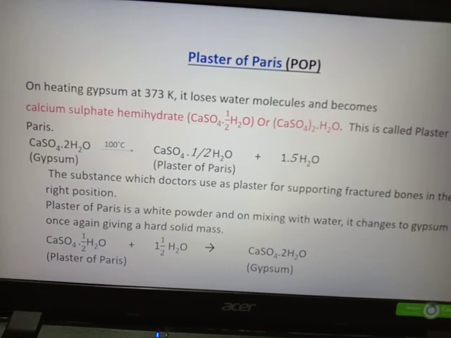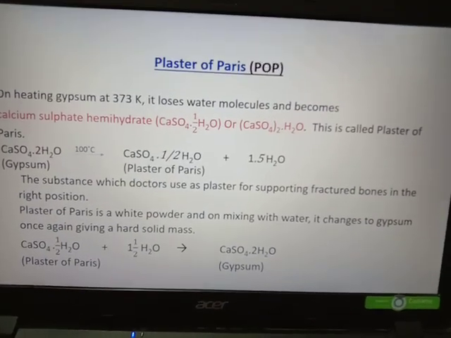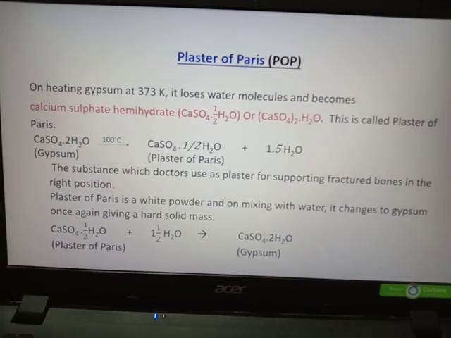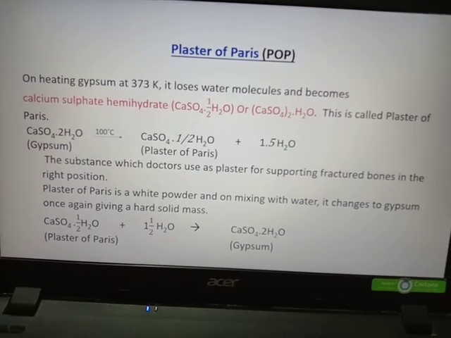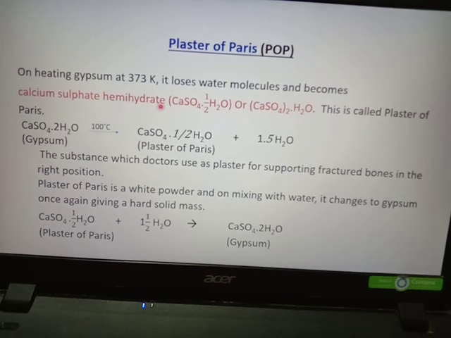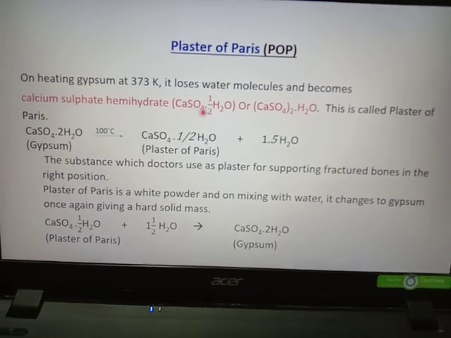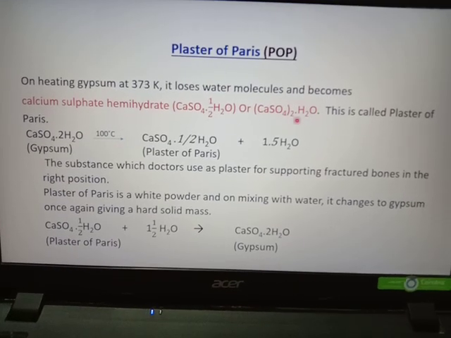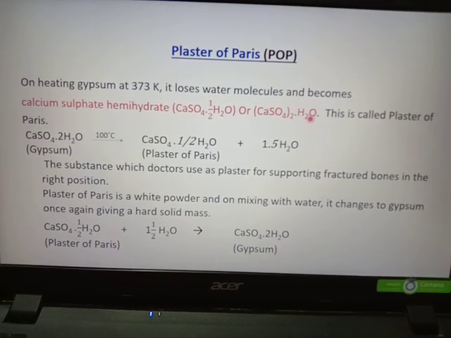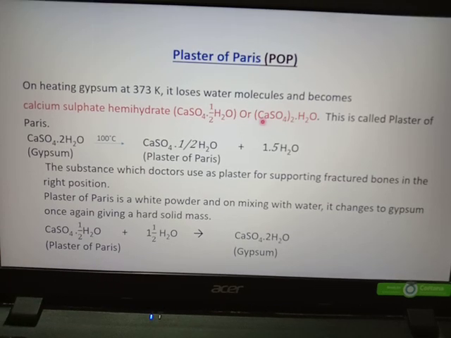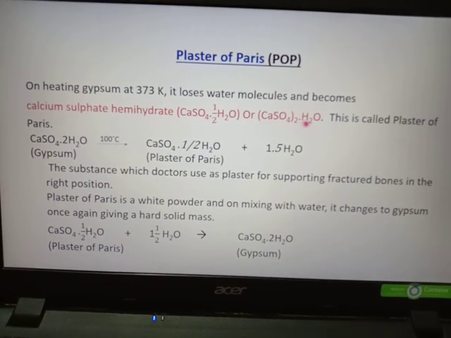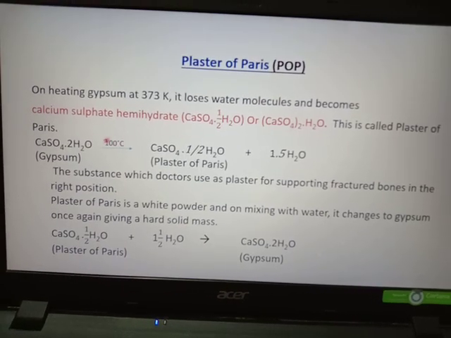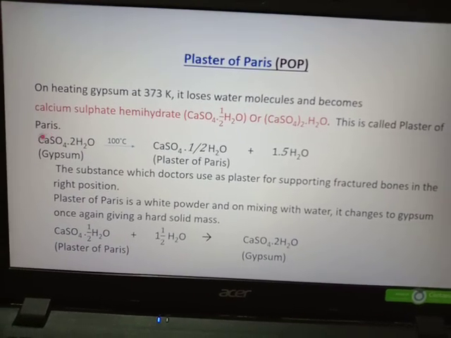So children, another compound, plaster of Paris. Children, the chemical name of plaster of Paris is calcium sulfate hemihydrate, and its chemical formula is CaSO4.1/2H2O or (CaSO4)2.H2O. I can say here with 2 molecules of calcium sulfate, 1 water of crystallization is attached.